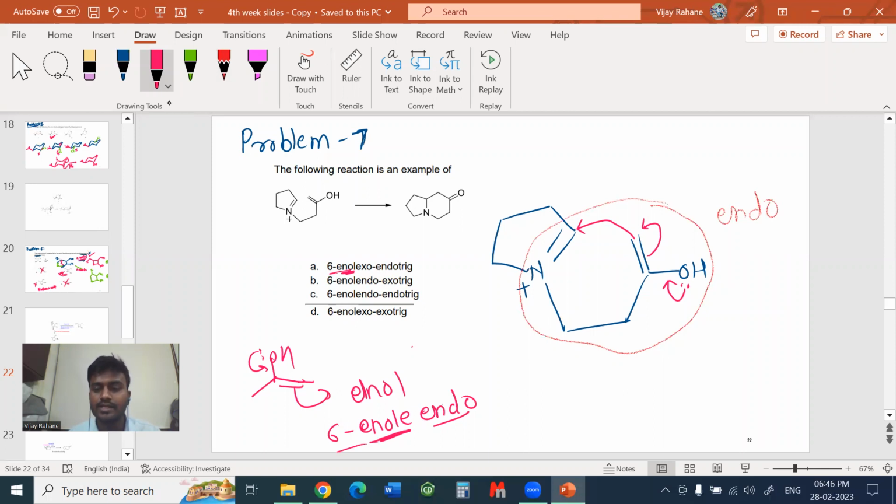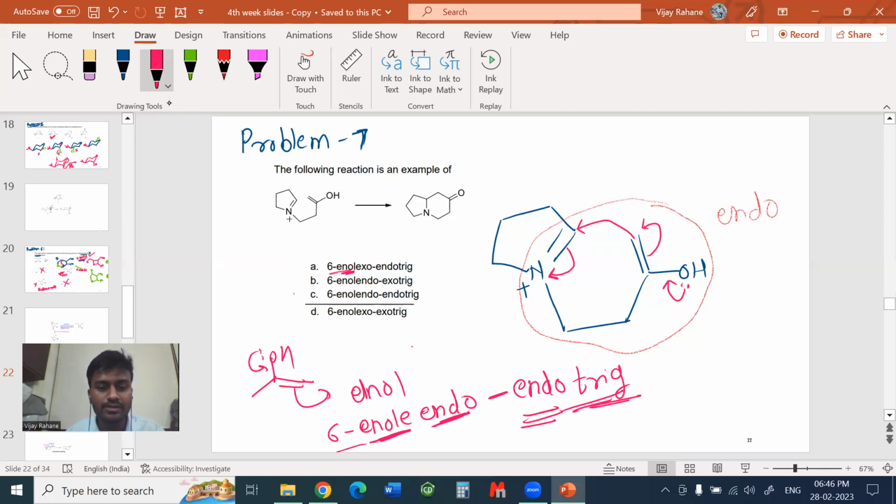6-enol endo, because a 6-member ring is getting formed by keto-enol tautomerization, and the double bond opens inside the ring, so it's endo, right? And this double bond will go here. This attack forms a product that is sp3, and the bond is open inside, so endo trig. This nitrogen, after forming this center, is converted into an sp3 center, so it will be trig. The ring bond opens inside the ring, that's why it's endo trig.